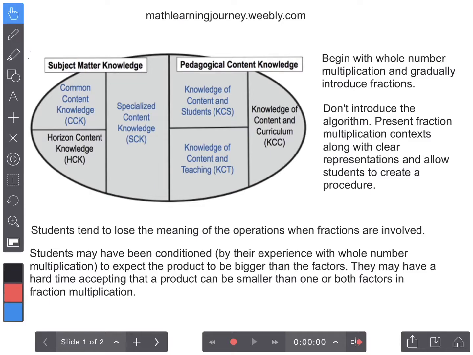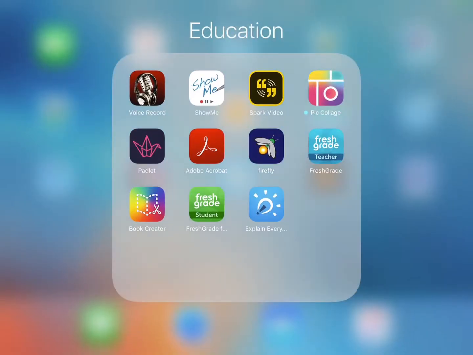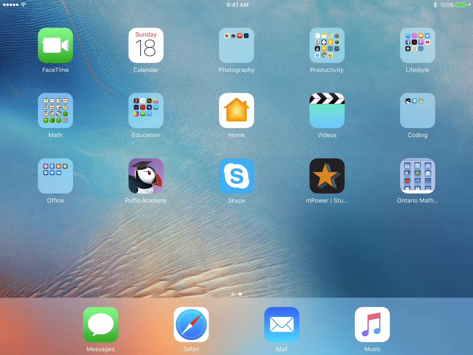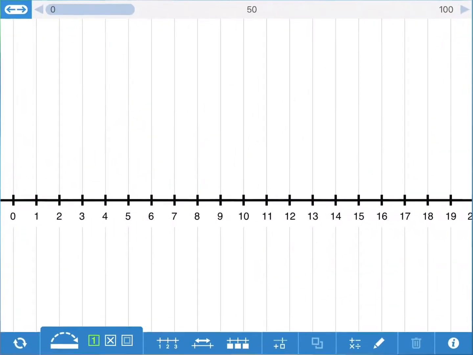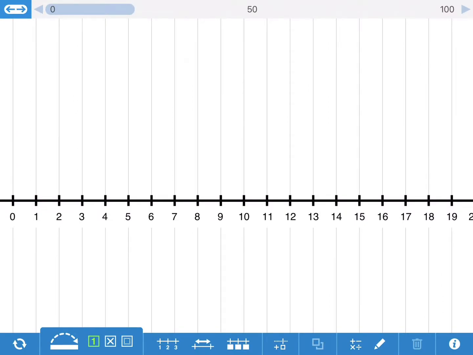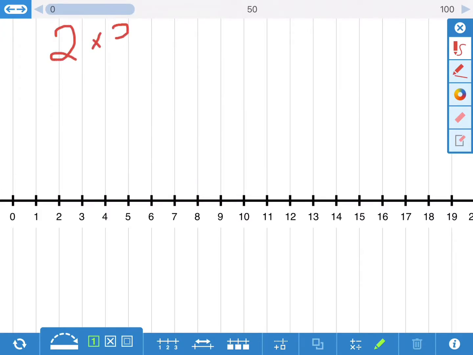So let's take a look at some multiplication, and let's begin by using a number line presentation. So I'm going to open my number line app, and there it is. As I said, we're going to begin with whole number multiplication, and let's keep it really simple. So if I write down 2 times 3, we all know the answer. It's going to be 6. But what does this look like? And this is what we're going to talk about with the students. I start at 0, and I'm taking 2 jumps of 3, or 2 groups of 3. So there's a group of 3, and there's another group of 3, and my answer is where I land.